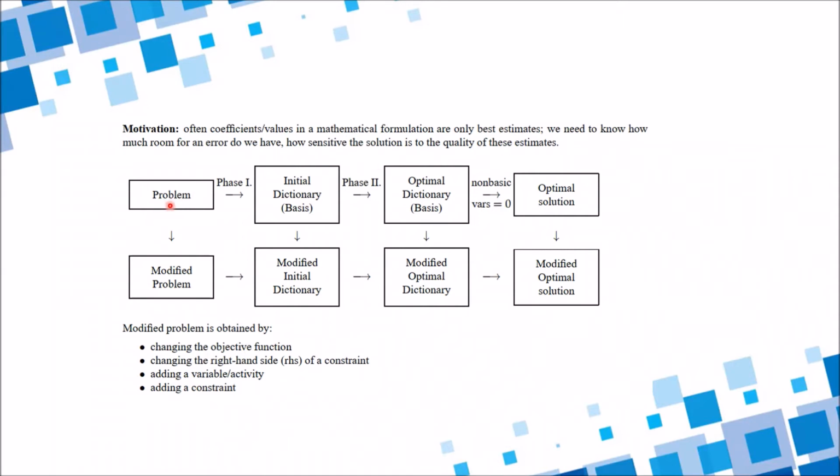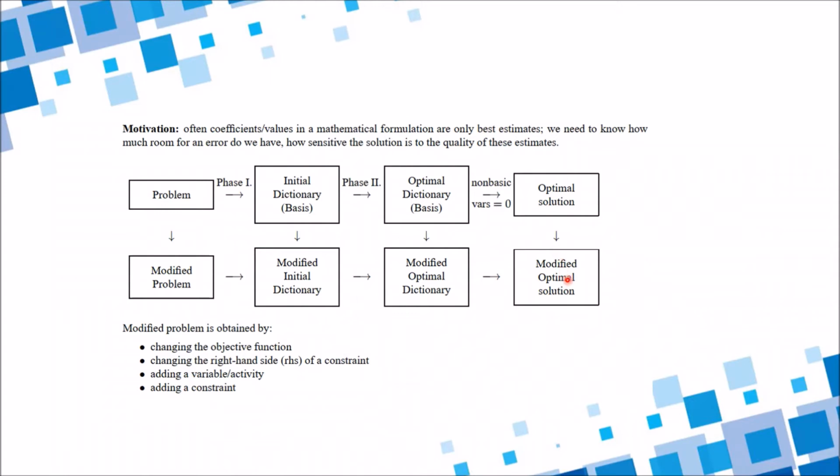As we discussed in the past, we usually have a linear programming problem. If you're using the simplex method, you first have what people call the initial dictionary, or your base matrix as we saw previously. Then you go to your optimal dictionary, which means your optimal values. Then you find your optimal solution eventually.